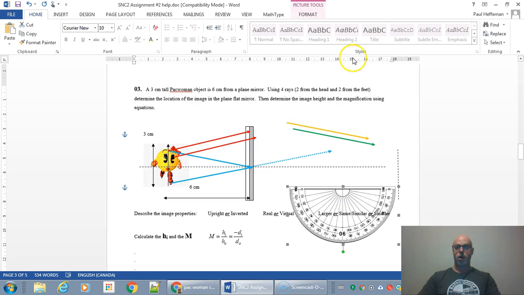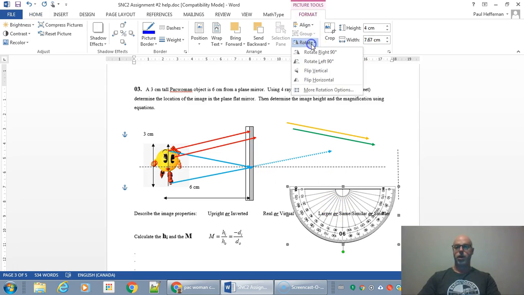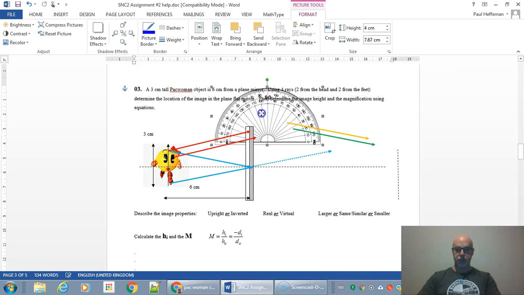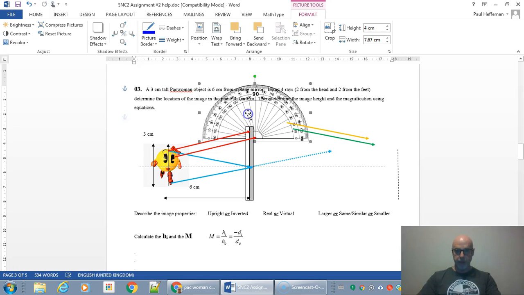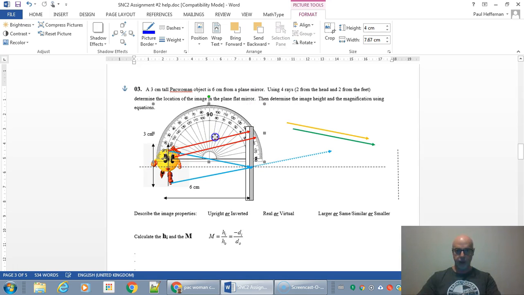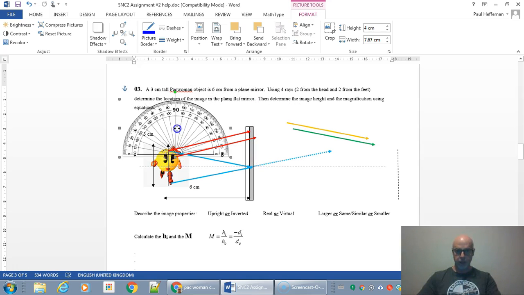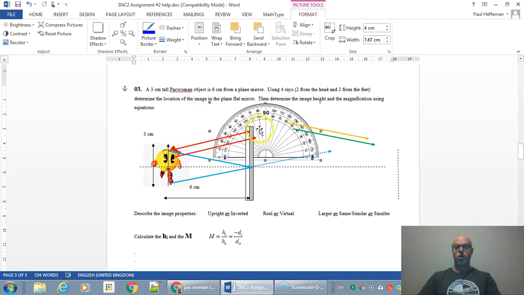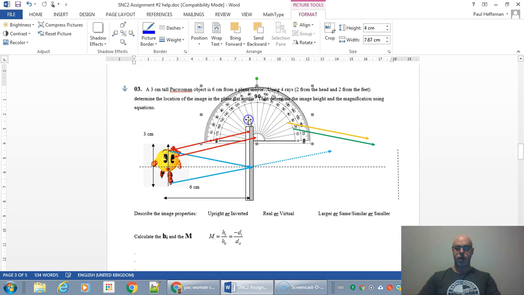So I'm going to go back and grab my protractor here. So the angle of incidence, if I measure the angle there, this ray was coming in at, it looks like about a 10-degree angle. And so we want to reflect at about a 10-degree angle.